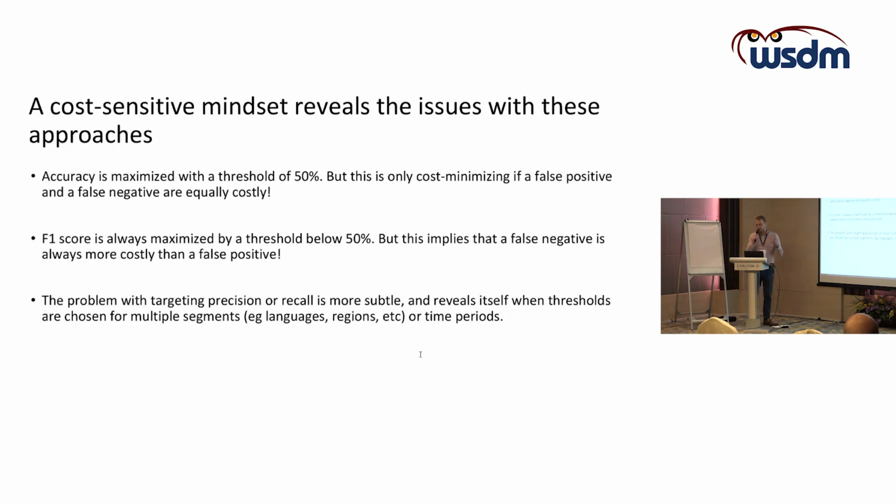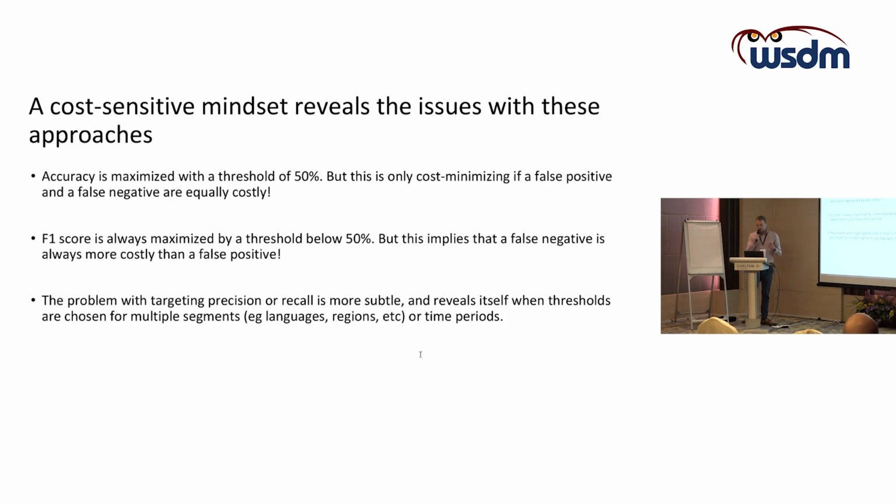Notice that this has nothing to do with class imbalance. Often accuracy is taught as an inappropriate metric when there's class imbalance. That's not why accuracy is problematic. It's because it assumes that false positives and false negatives are equally costly.